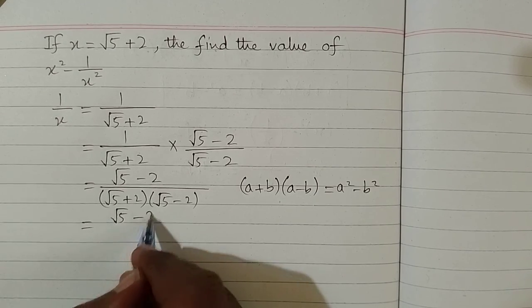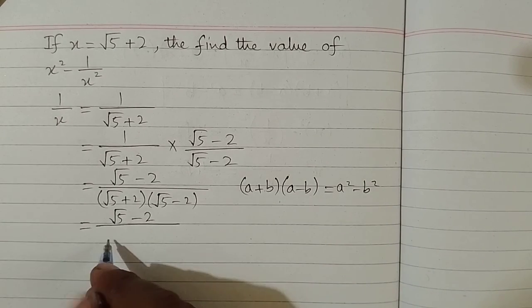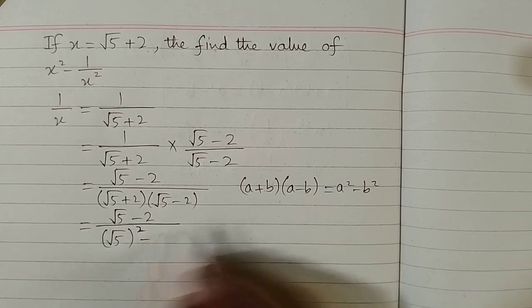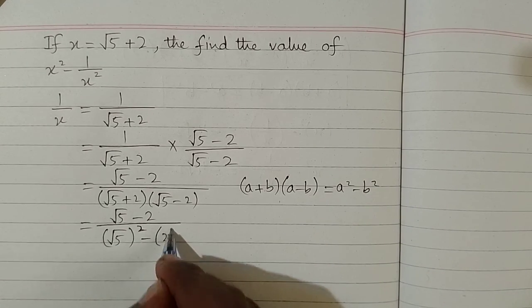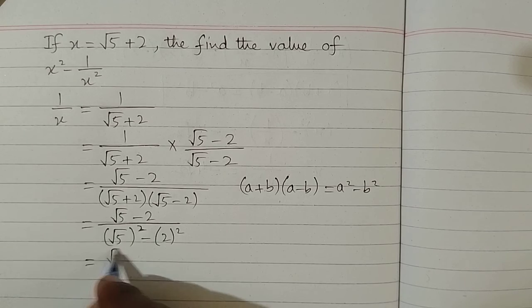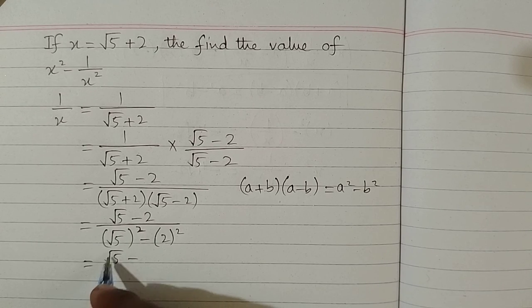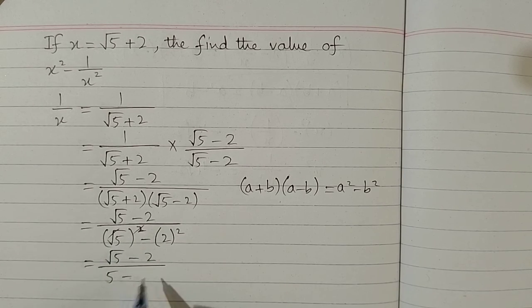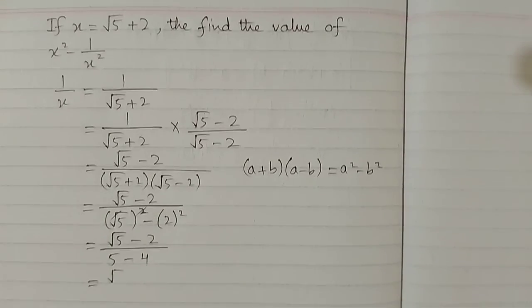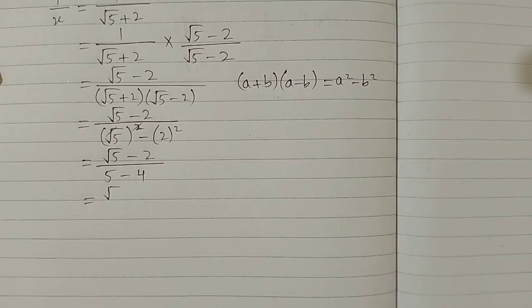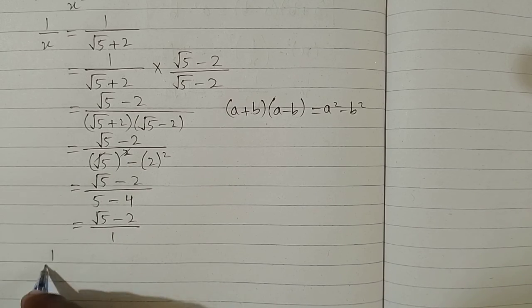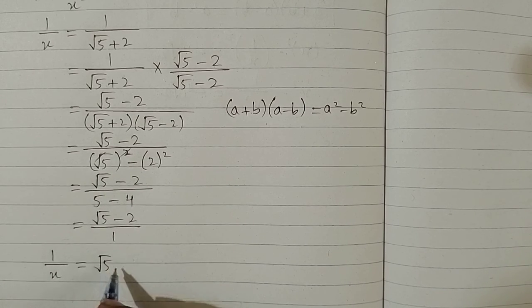So first we will write the numerator as it is, and square of a means square of root 5, then minus sign, and then b square, and b is 2, so we have square of 2. Now the square of root 5 is 5, minus square of 2 is 4. So we have square root of 5 minus 2 upon 1. So the value of 1 upon x is equal to square root of 5 minus 2.